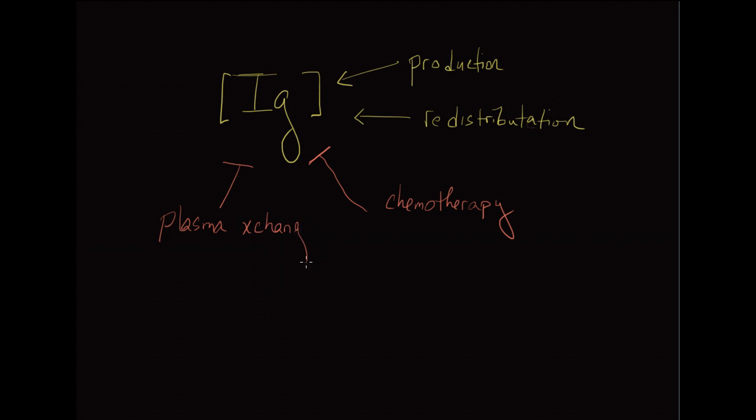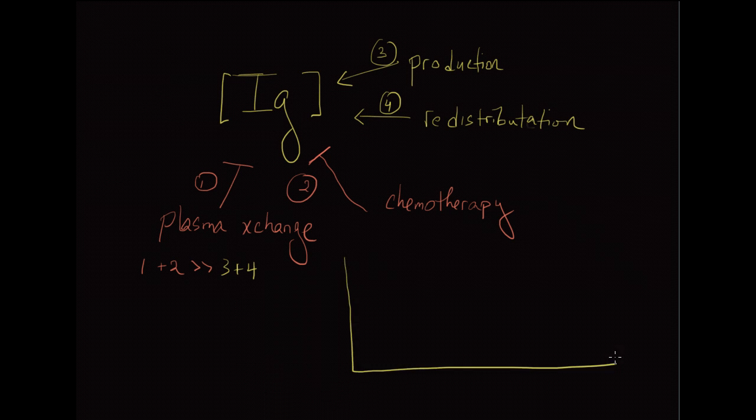So, in order for you to make a dent in the concentration of immunoglobulins, these two features, plasma exchange and chemotherapy, have to be stronger than the production and the redistribution. So 1 and 2 have to be greater in their effect than 3 and 4 if you're going to make any headway in decreasing immunoglobulin production. And because this is a little bit challenging to do, what you'll find is plasma exchange will have to be done over a long period of time.